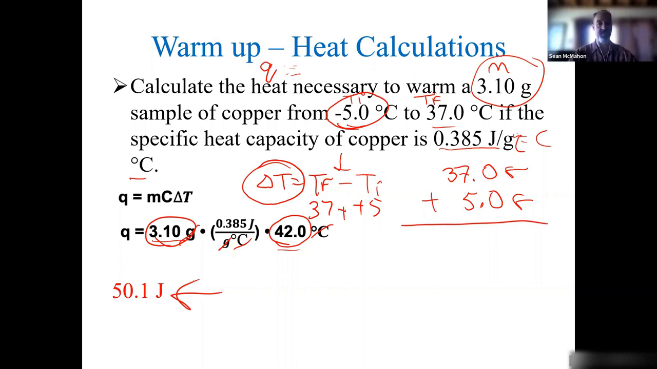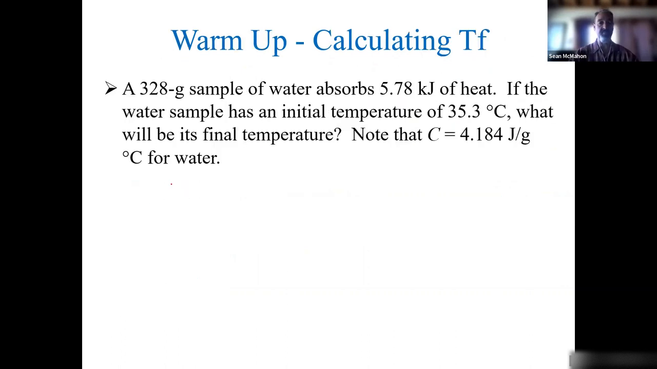Let's do another one, because you're not always going to be asked to solve for heat. I think in the last lecture, we had you solve for specific heat. Let's do one where we're trying to figure out the final temperature. Okay, so I have a 328 gram sample of water and it absorbs 5.78 kilojoules of heat. If the water sample has an initial temperature of 35.3 degrees Celsius, what will be its final temperature?